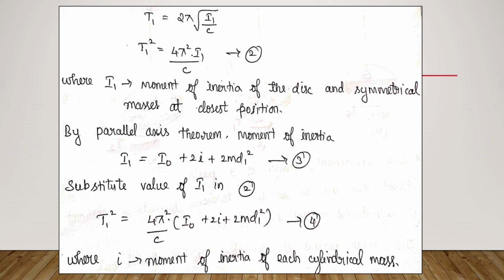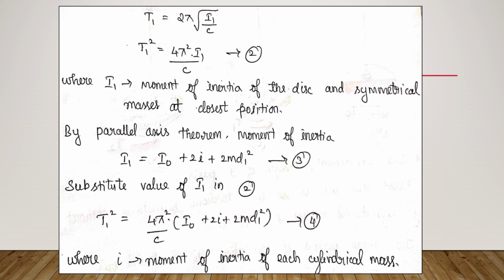Okay. So we are squaring this equation. T1 square is equal to 4 pi square I1 by C. Take it as equation number 2. By parallel axis theorem, moment of inertia I1 is equal to I0 plus 2I plus 2m d1 square. So this is a standard formula for moment of inertia by parallel axis theorem.